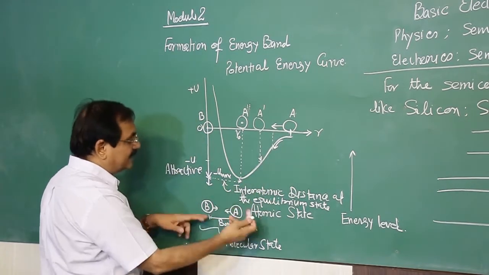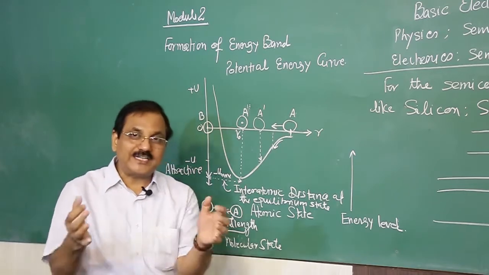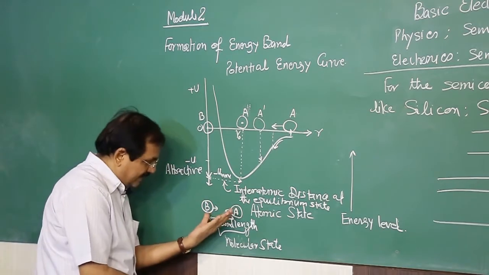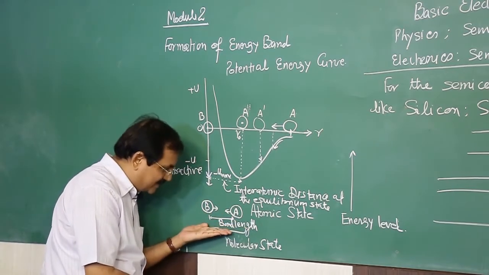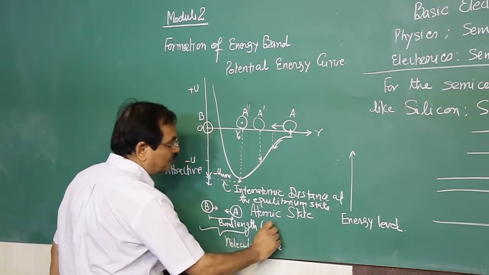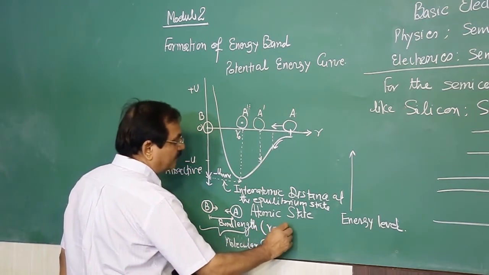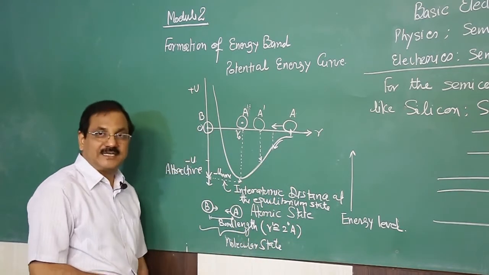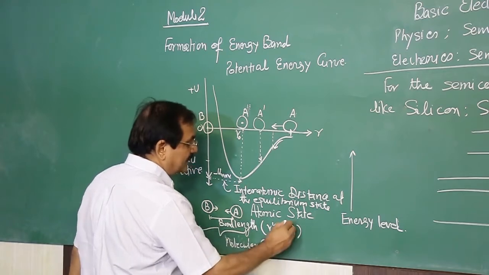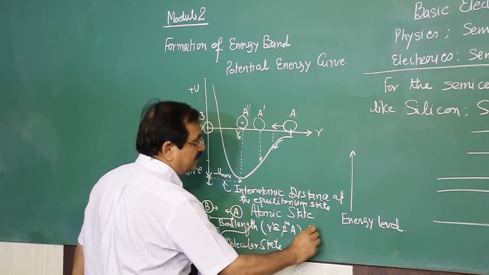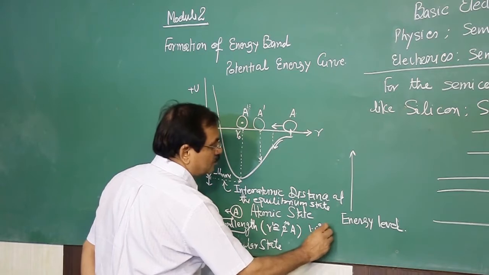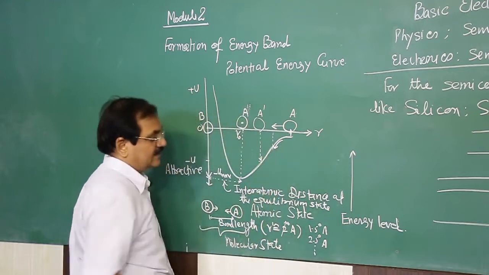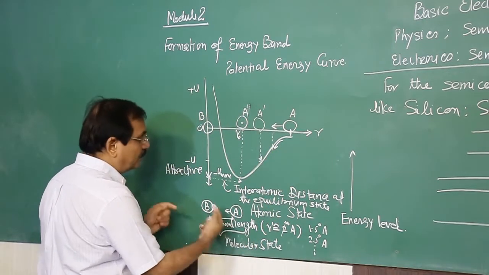So, from the atomic state to the molecular state, when two atoms are combined, they will remain at a certain distance, and that certain distance is known as the bond length. The value of this bond length is approximately of the order of 2 angstrom in the normal case. It may vary; in some cases it is 1.5 angstrom, in some cases it is 2.5 angstrom, etc.